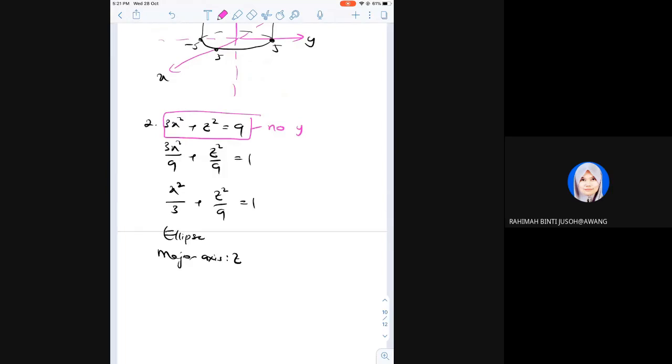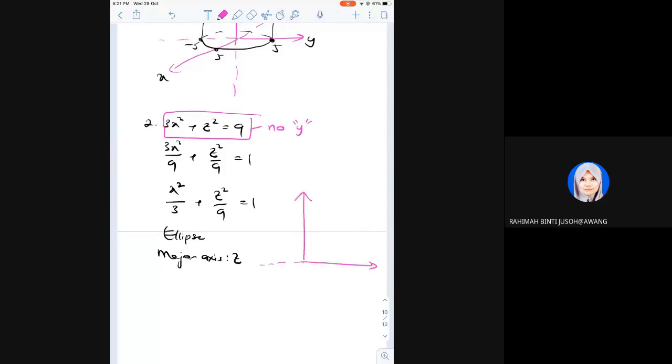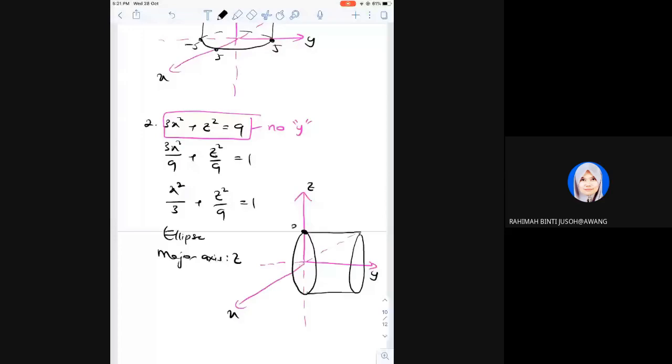So jom kita plot di 3D. Okay, X, Y and Z. Okay, dia major axis pada paksi Z. Alright, so major axis pada paksi Z. Kita buat panjang sikit macam ni lah. Alright. And it's parallel along Y. Since there is no Y. Like this. Okay, and the value here, Z should be 3. And the value here, x, should be square root 3. Okay? Understand? Yeah. Okay, well done.